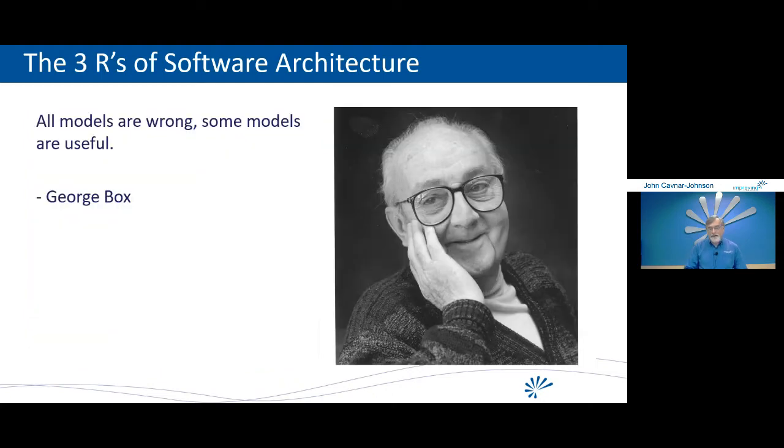The other thing I want folks to remember is that all models are wrong, but some models are useful. George Box was a statistician, and he was talking about statistical models. I think this applies more broadly to all sorts of models. So everything I say today is going to be wrong. Well, at least it's going to be wrong in the sense it won't be a perfect fit for your situation. However, I think you will find it pretty useful as a way of thinking about software architecture.